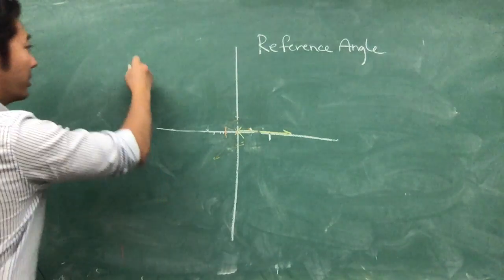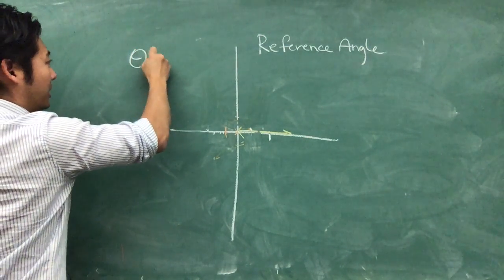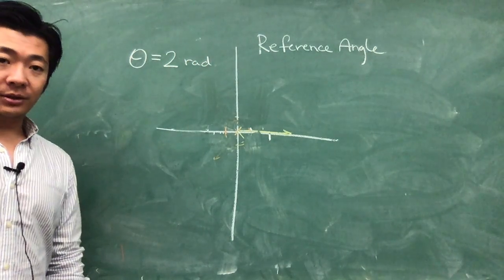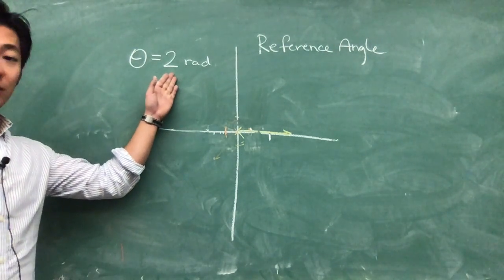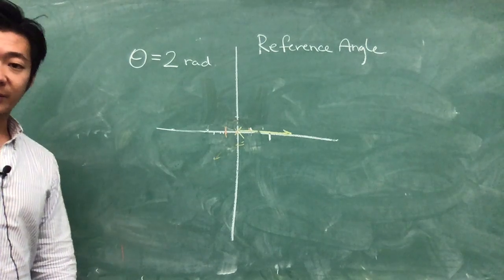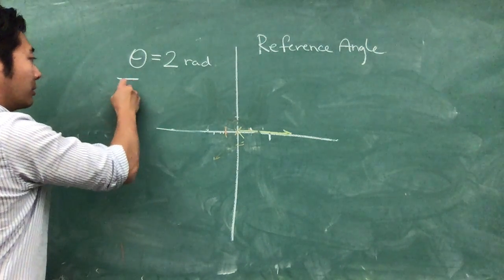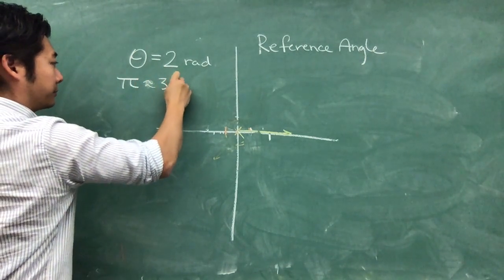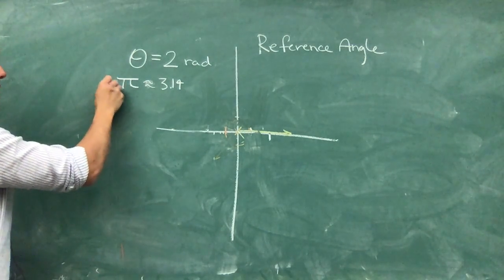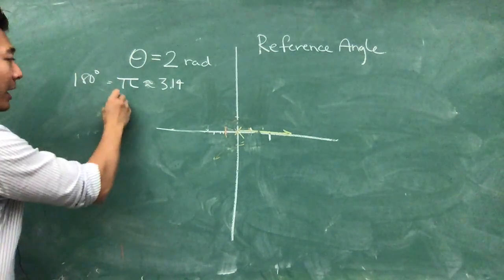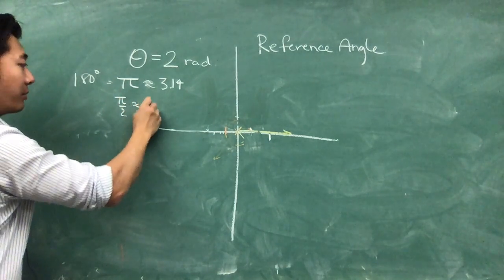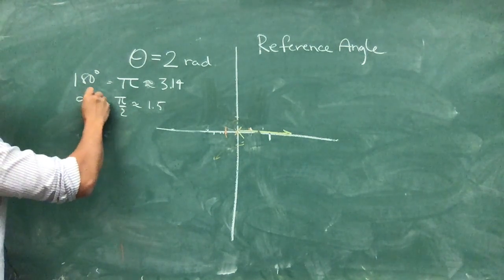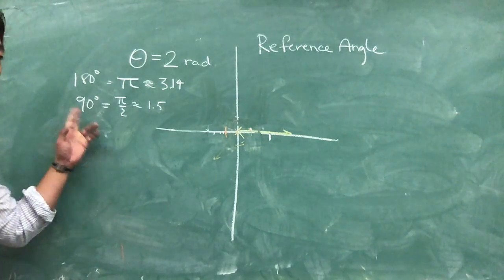Now, what about the reference angle corresponding to theta equals 2 radians? This is a little confusing because the radians is now given as just 2 instead of something multiplied by pi. However, pi is about 3.14 and pi radians is 180 degrees. Pi over 2 is about 1.5 in radians. This is equal to 90 degrees. Pi over 2 radians is 90 degrees.